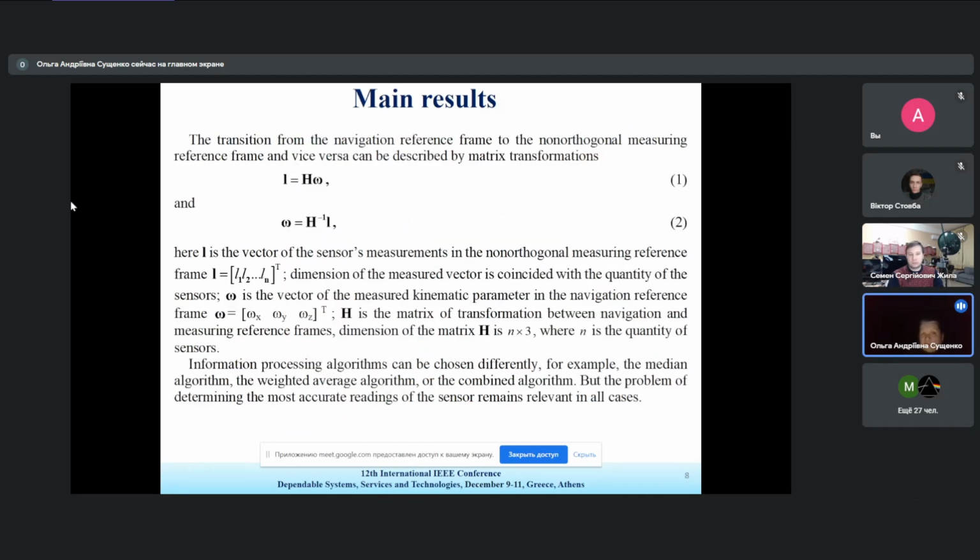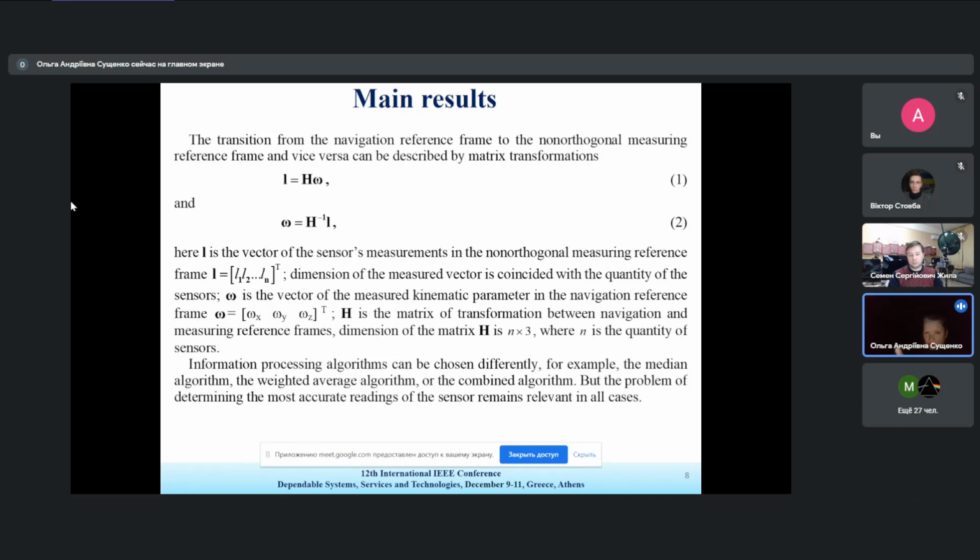The transition from the navigation reference frame to the non-orthogonal measuring reference frame and vice versa can be described by matrix transformations. Here, it is necessary to take into consideration the vector of measurements in the non-orthogonal measuring reference frame. The dimension of the measured vector coincides with the quantity of the sensors. Omega is the measured vector of the kinematic parameter in the navigation reference frame, and H is the matrix of transformation between navigation and measuring reference frames. The dimension of the matrix is n by 3, where n is the quantity of sensors.